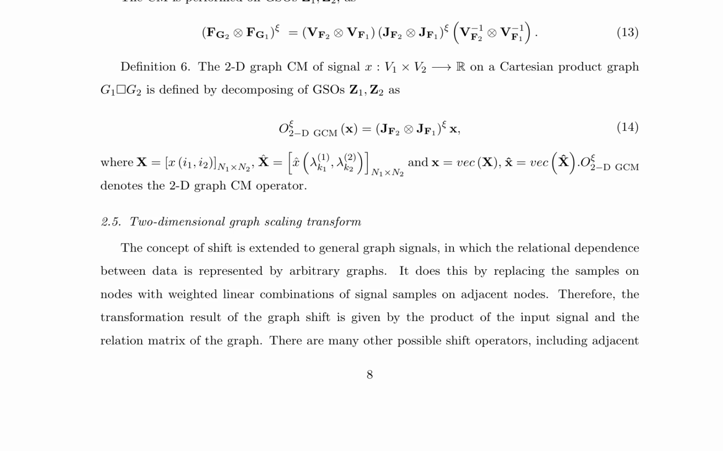The graph scaling transform, on the other hand, extends the concept of shift to general graph signals. It represents relational dependencies between data through arbitrary graphs. The transformation result is given by the product of the input signal and the relation matrix of the graph. These transformations are essential for analyzing and processing graph-structured data, allowing researchers to uncover insights and patterns within complex networks.